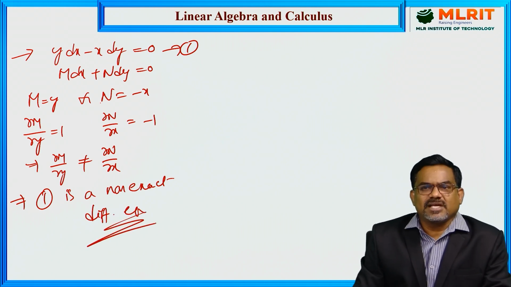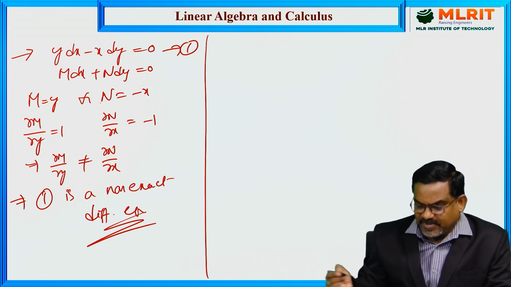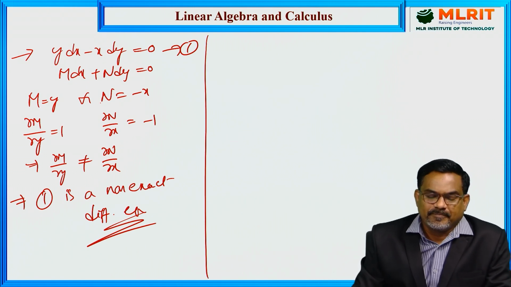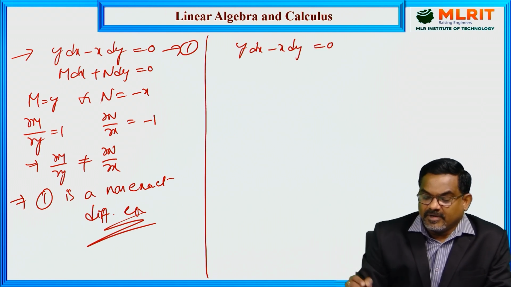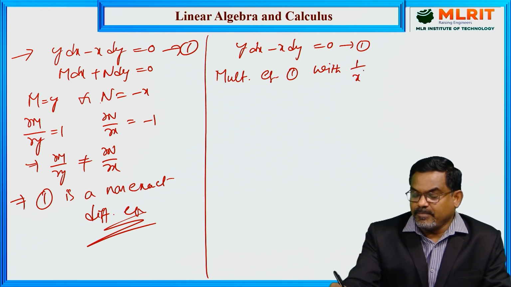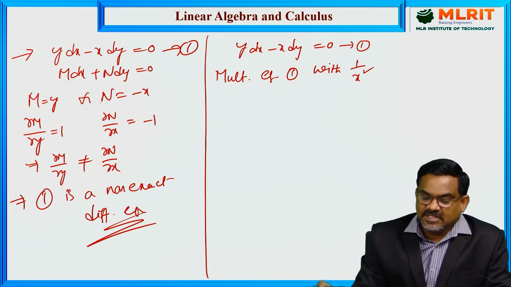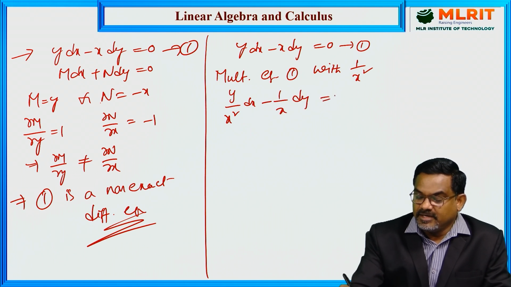Now, if it is exact, we can write the general solution directly. But if it is not an exact differential equation, then how to find the solution? Let us consider the given differential equation, which is equation 1. Now, multiply equation 1 with 1 by x square. Then let us check what will happen. y by x square dx minus 1 by x dy is 0.